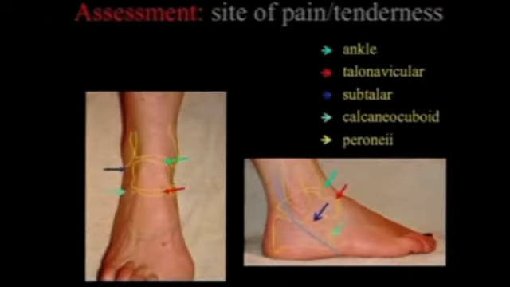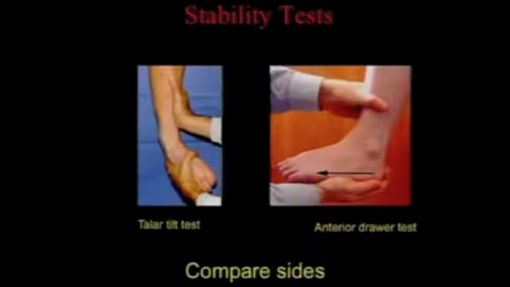Do know where your surface anatomy is, okay? So where the ankle joint is, where the talonavicular joint is, the subtalar joint is, and I've sort of highlighted that here, okay? They're different only within a centimeter of each other, but you can differentiate those. So know your surface anatomy.